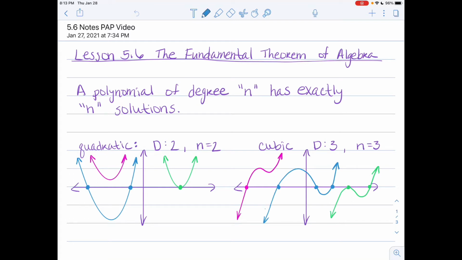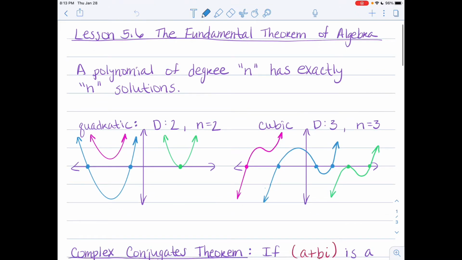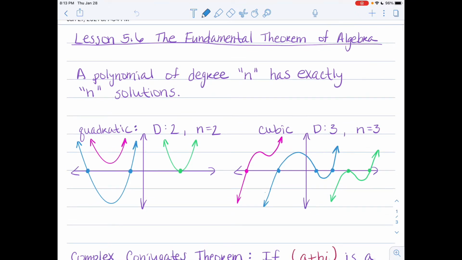Okay, so let's take a look at this. I want to start with this blue graph here on the quadratic. So we know that a quadratic has a degree of 2, so it should have 2 solutions, and I can physically see 2 solutions. I see 2 dots where it crosses the x-axis, so these would be considered 2 real solutions. I can see them on the graph.